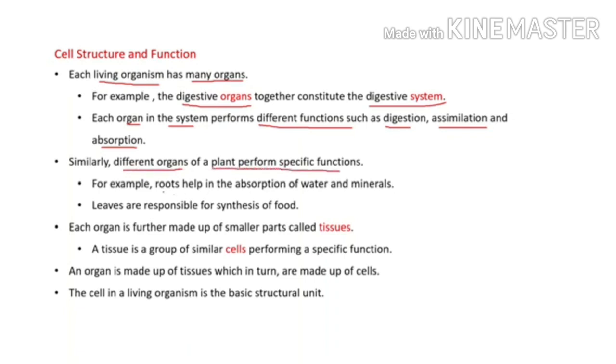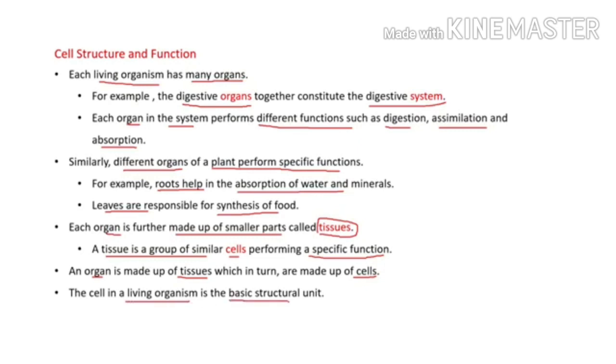Similarly, in plants, there are different functions performed by different organs. Like roots help in the absorption of water and minerals. Leaves are responsible for synthesis of food. And each organ is further made up of smaller parts called tissues. And you know that a tissue is a group of similar cells performing a specific function. And an organ is made up of tissues, which in turn are made up of cells. The cell in a living organism is the basic structural unit. We have to deal with cell now.